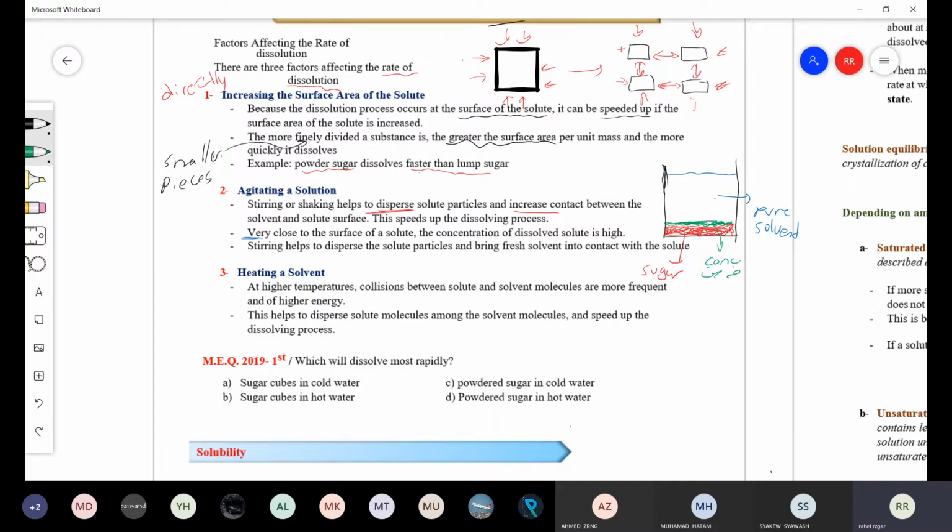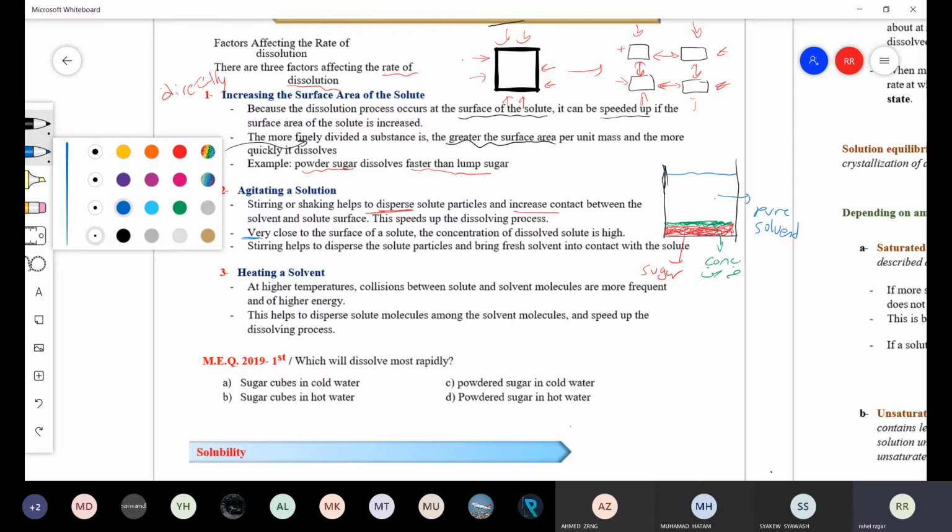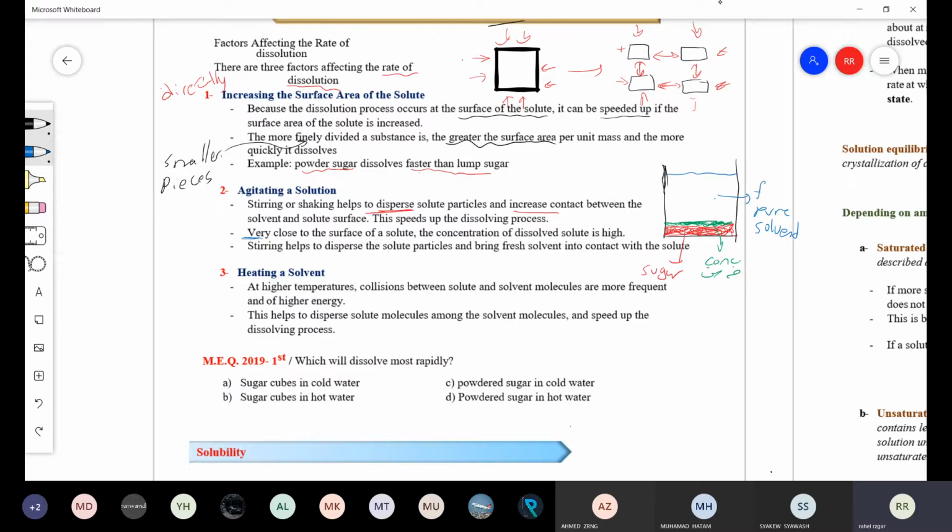So what do you do? You start to stir, you start to agitate the solution so that you can bring fresh, pure solvent to the solute. The solute will be mixed inside this solution, and fresh solvent will be easily in contact with the solute.